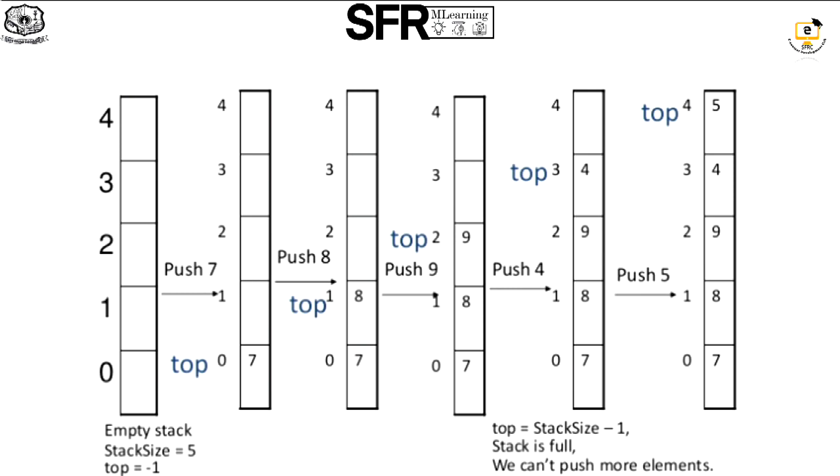In this picture the stack size is 5. It's an empty stack, and the top of the stack is equal to -1. Next we have to increment the top of the stack, so top equal to 0. Then we push the element 7. Then we increment the top, so it is top 1, and we push the element 8. Next we increment the top, so it is top 2, and we insert the element 9.